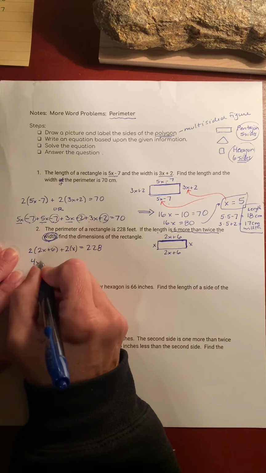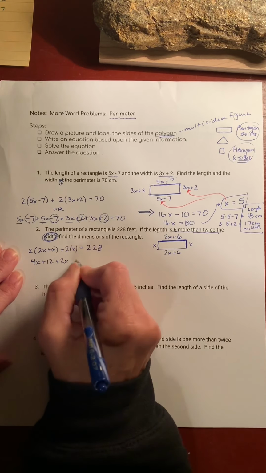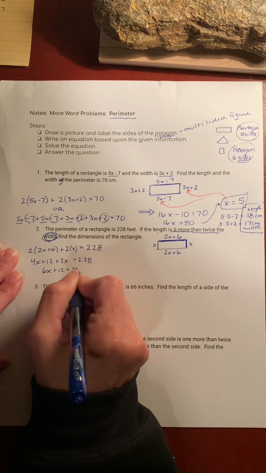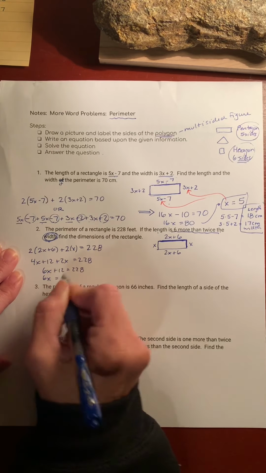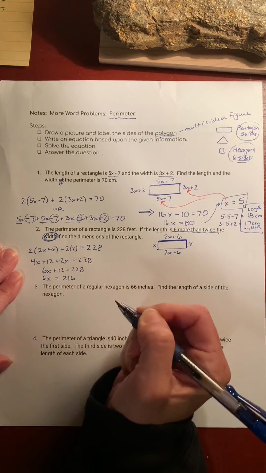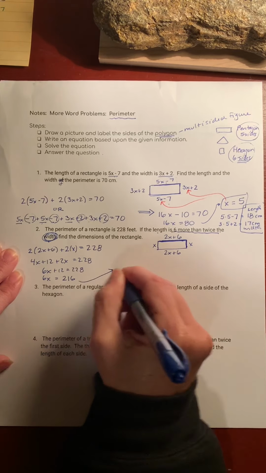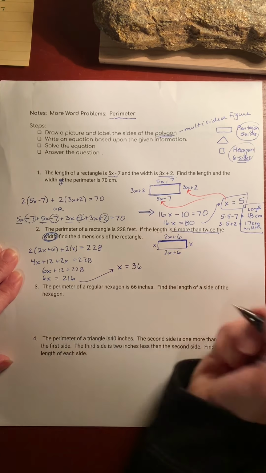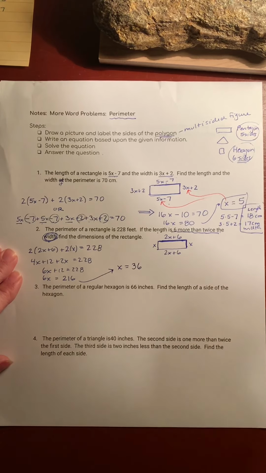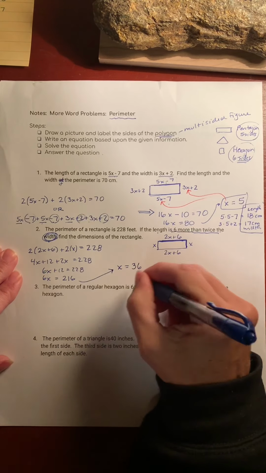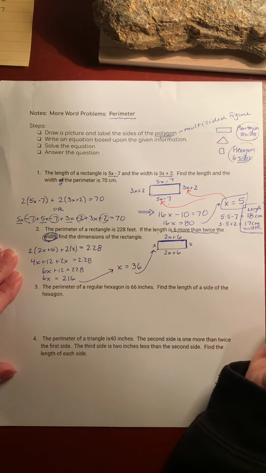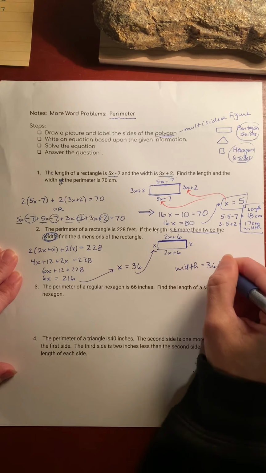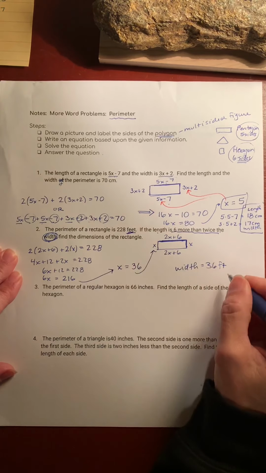Distribute: 4x plus 12 plus 2x equals 228. 6x plus 12 equals 228. Subtract the 12 to get 216. Divide by 6, x equals 36. Am I finished? No, I've got to put 36 back in. So when I put 36 in for the width, I'm good. I don't need to do anything. The width is going to be 36 feet in this case because the problem says feet.